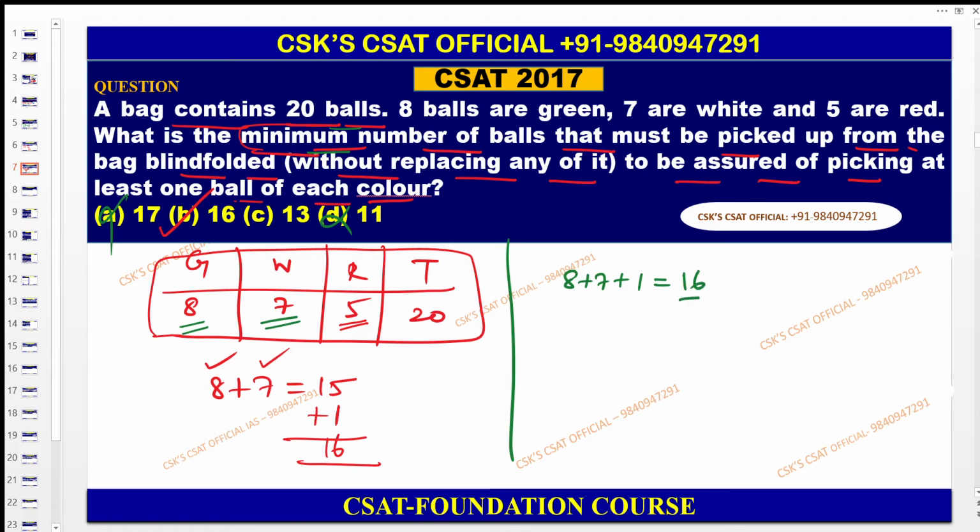So therefore 16, please be careful. See, 17 won't be there, 11 won't be there. But you people may get a confusion with 13. That is what, by taking this question itself, I have mentioned. There is a possibility to make a mistake by marking 13. Okay, please be careful. Fine. Next.